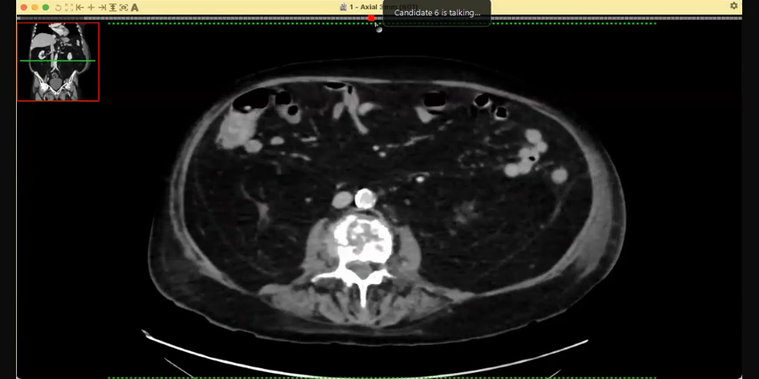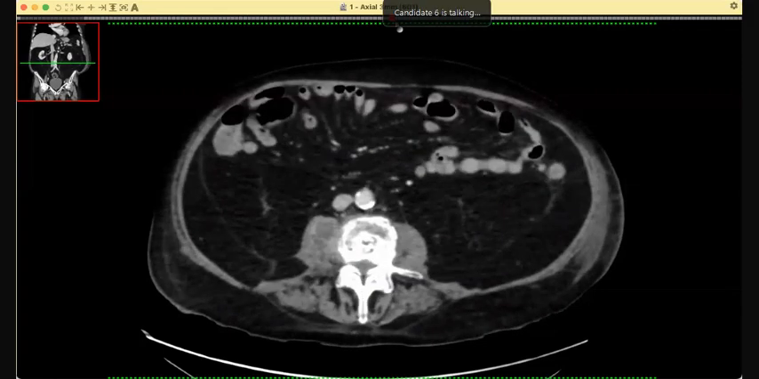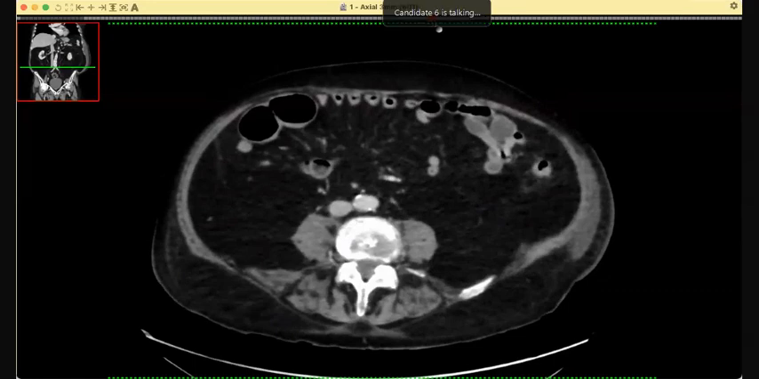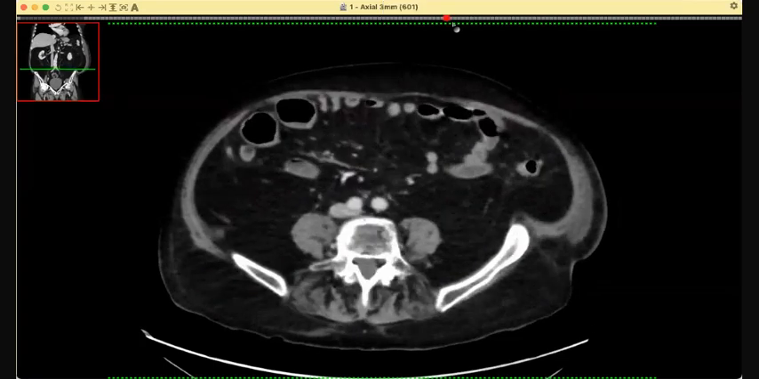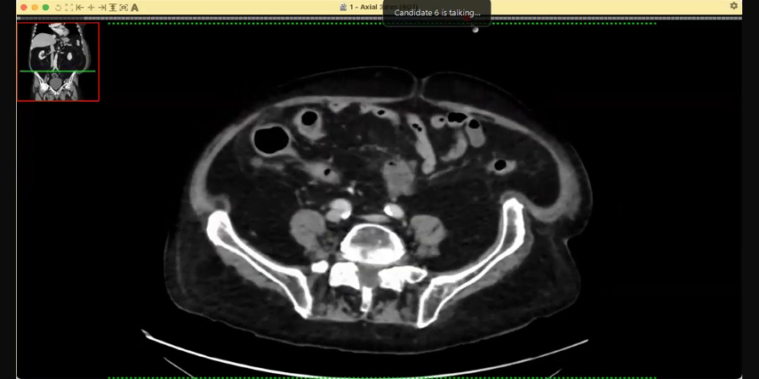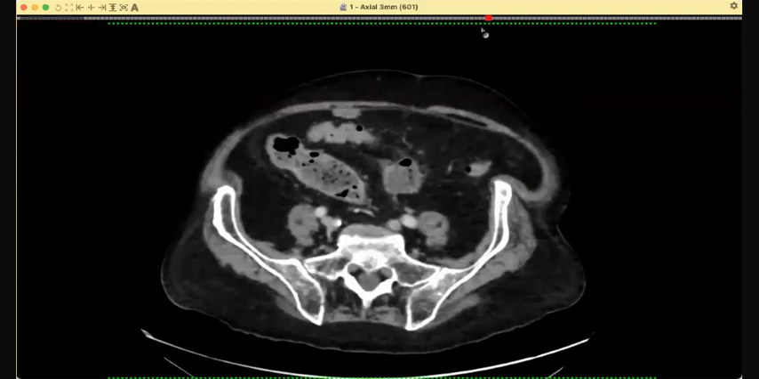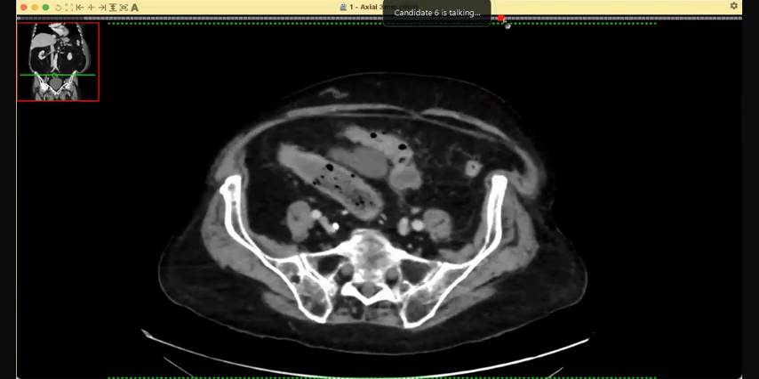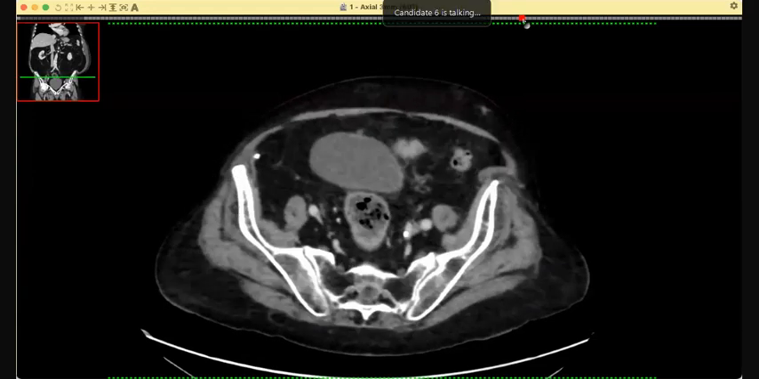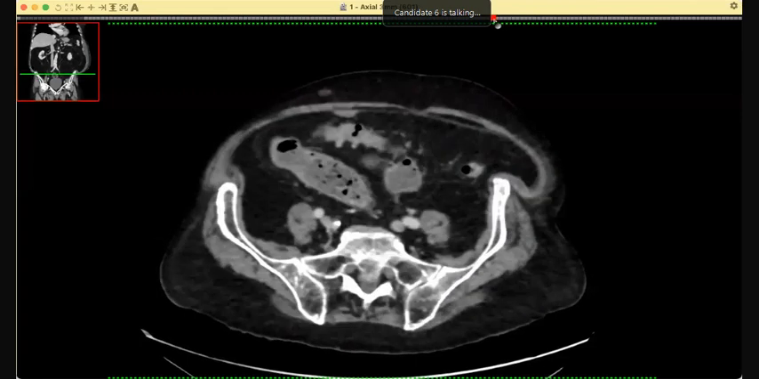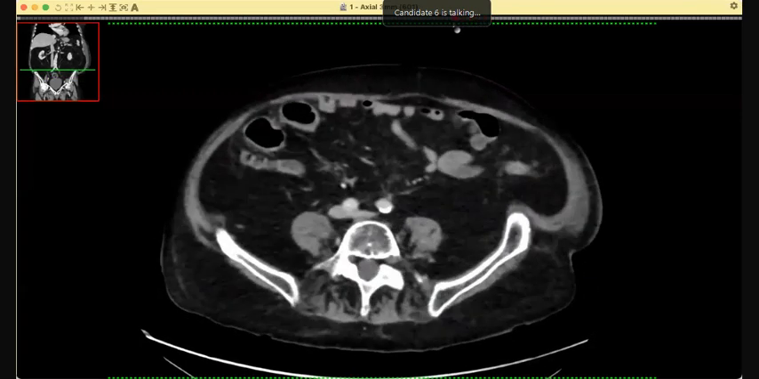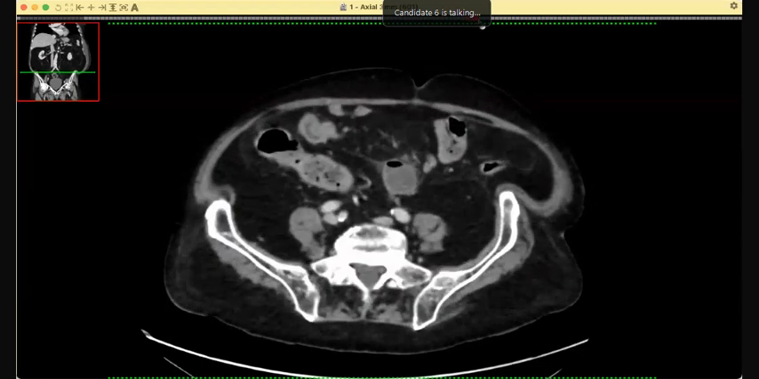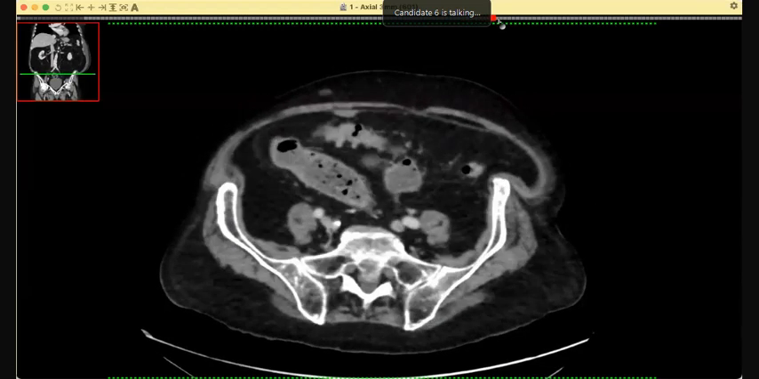Looking at the mesenteric fat. There is an appendix visualized in the right iliac fossa, which appears normal. I can see some abnormality adjacent to the bowel loops in the periumbilical region. I'm trying to see if it is a distended bowel loop or is it a collection.